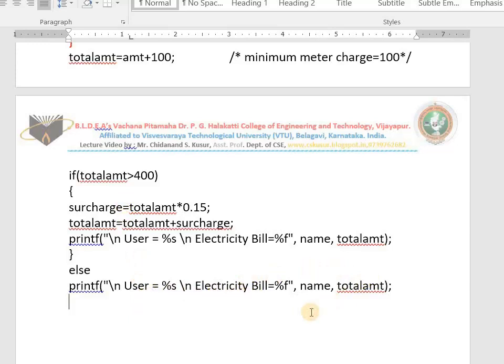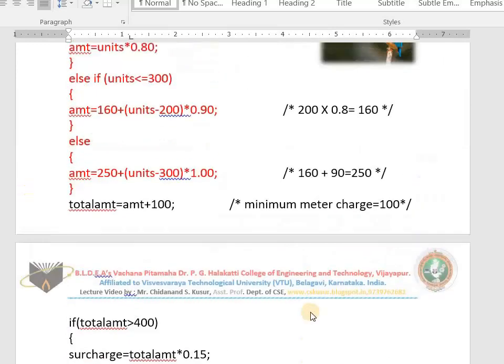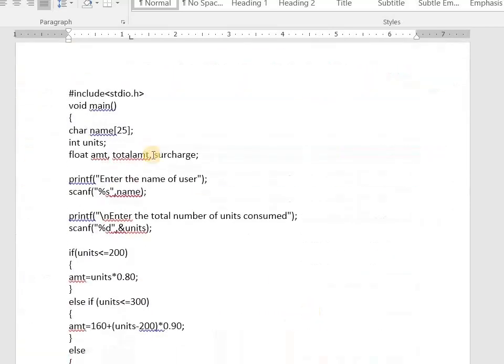Have you all understood? Okay. Then how to write this program? See here. Very simple. Hash include stdio.h, void main. We are reading the name now. To store the name, we need a one dimensional character array or string variable. Name of 25. It will hold the username. Units will hold the number of units consumed. Amount helps us to calculate the amount. Total amount helps us to store the total amount. Surcharge helps us to store the surcharge. We need one string variable, one integer variable, and 3 float variables.